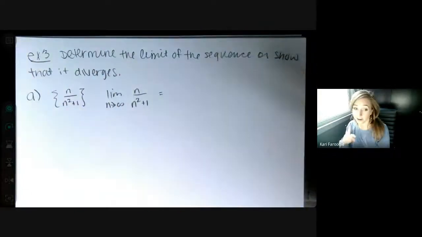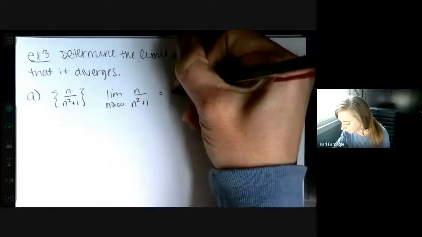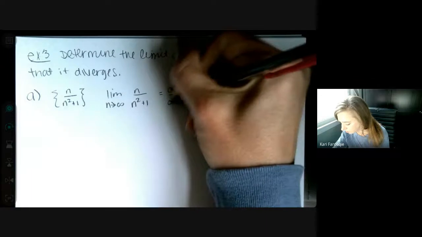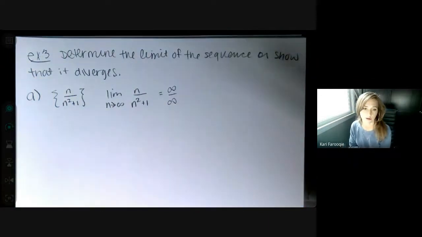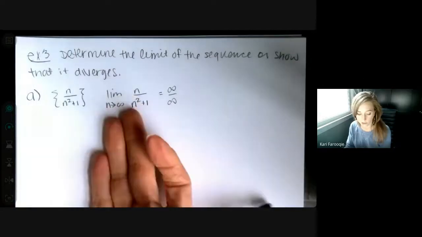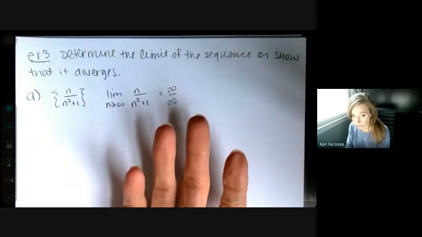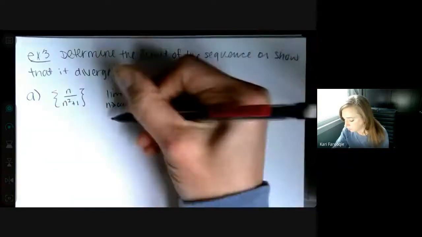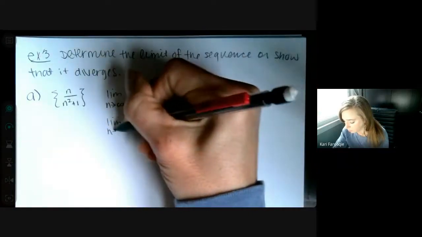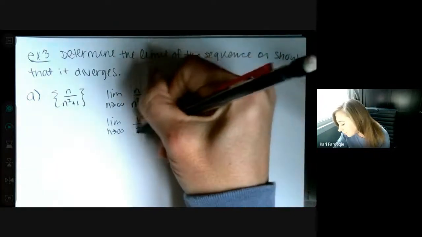Now, technically, we have a situation here where we have infinity over infinity, but that's fine. You don't have to show me that you have an indeterminate form. If it's very clear to you that you have an indeterminate form, feel free to just use L'Hopital's rule. You don't have to write that you're using L'Hopital's rule here. I'll know what you're doing.